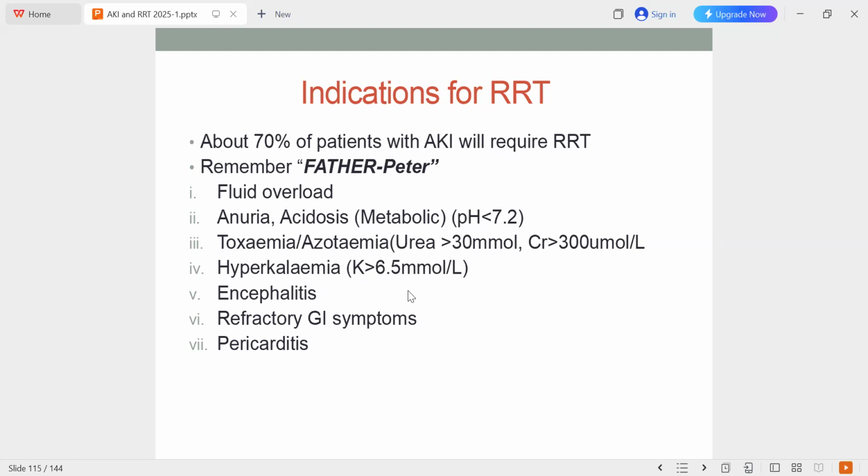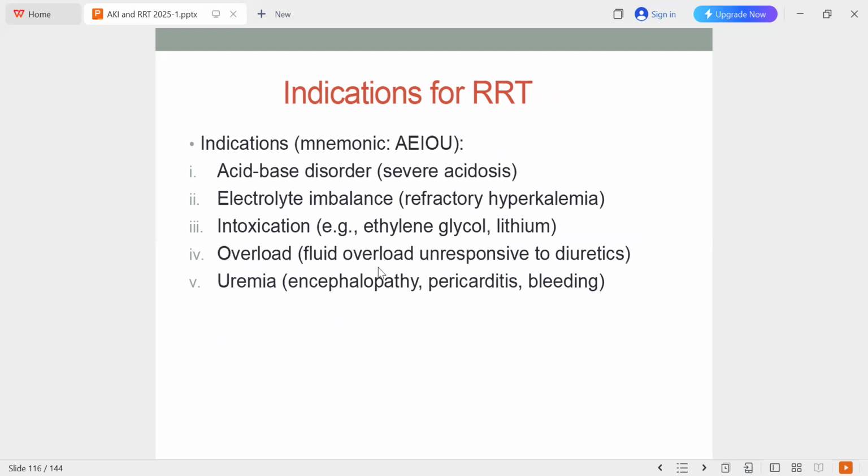Patients with hyperkalemia, typically serum potassium greater than 6.5 millimole per liter. Patients with encephalitis or uremic encephalopathy. Patients with refractory GI symptoms and patients with pericarditis, usually constrictive pericarditis. All right, the common indications that I'm sure most of us are aware of is the vowels A, E, I, O, U. But I prefer my own mnemonic, Father, because I think it's more encompassing.